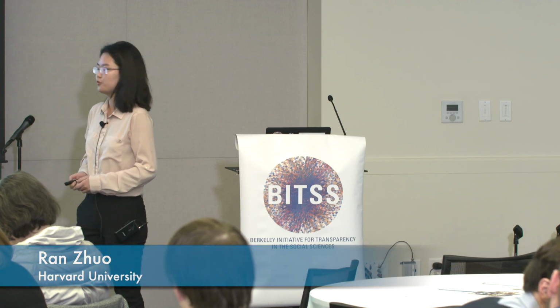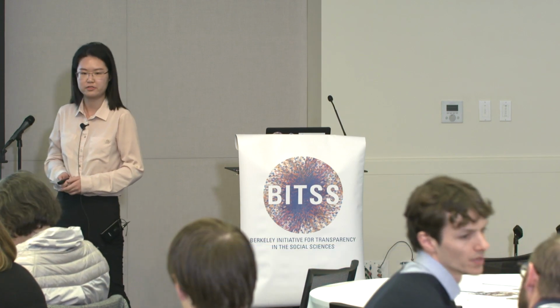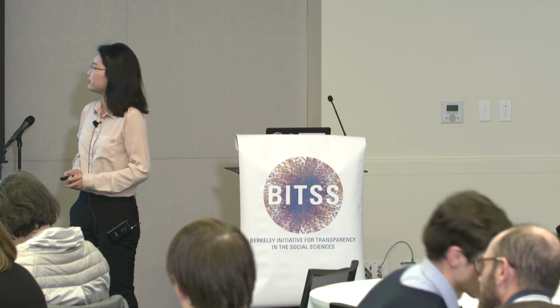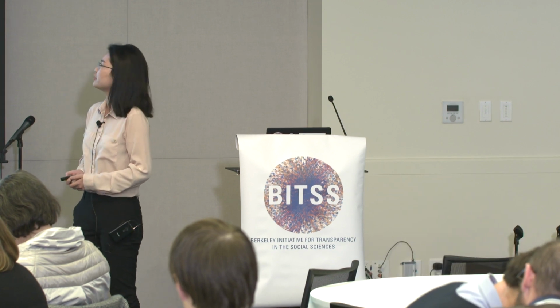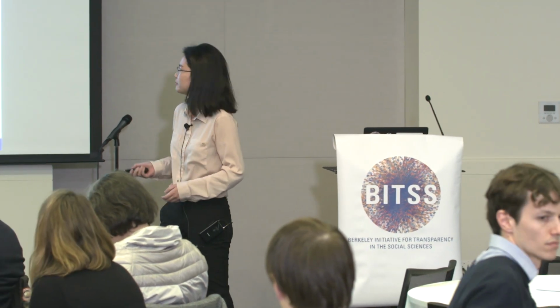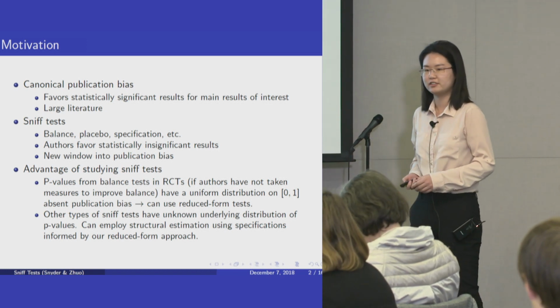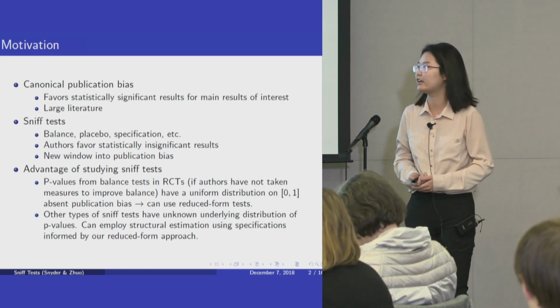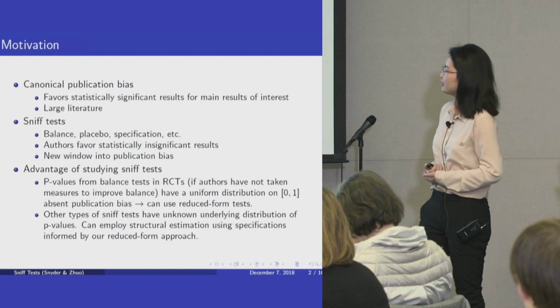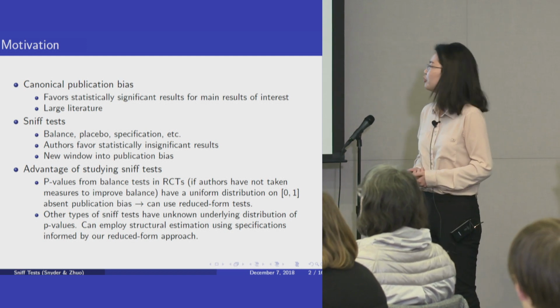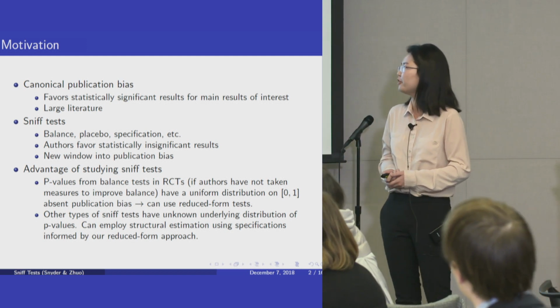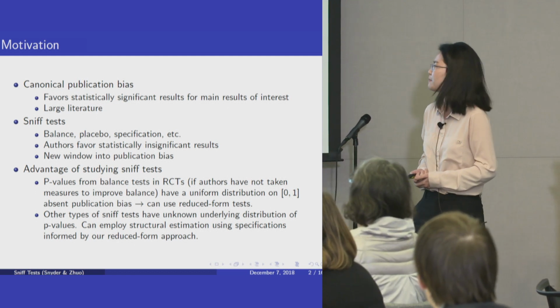Today I'm going to present a joint work with Chris Knight at Dartmouth College. We study a group of statistical tests in economics that we call Sniff tests. We're all very familiar with the canonical form of publication bias, which Abel just talked about extensively. So here we are going to shift the focus to a group of tests that we call Sniff tests.